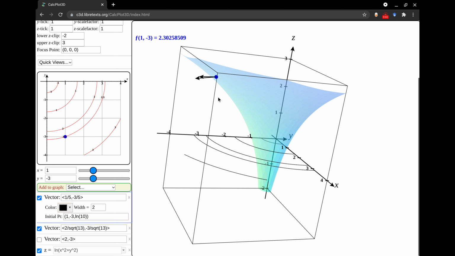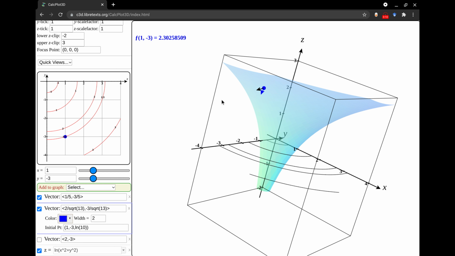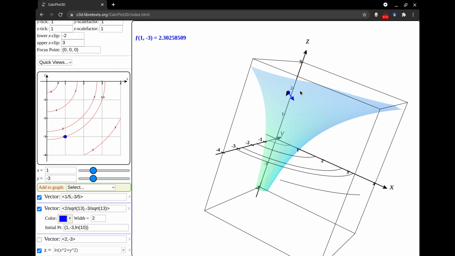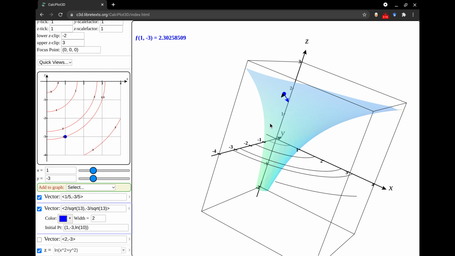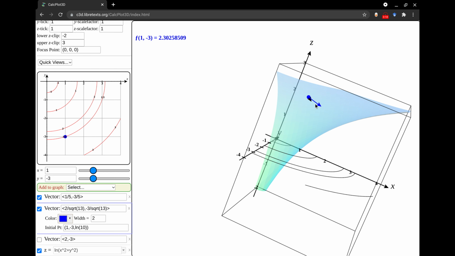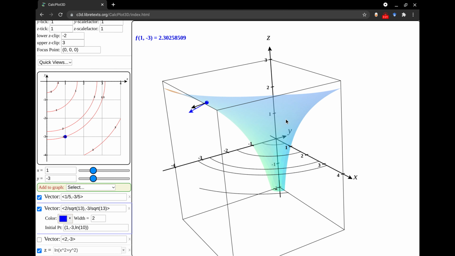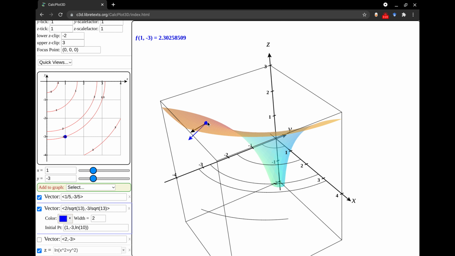I should use a different color. I'll use blue for the direction we're going because it matches the point, and then black for the gradient vector because it's going to match the level curves when we get to that point. But our directional derivative was supposed to tell us the size of the derivative represented by the gradient in the direction we wanted to go.